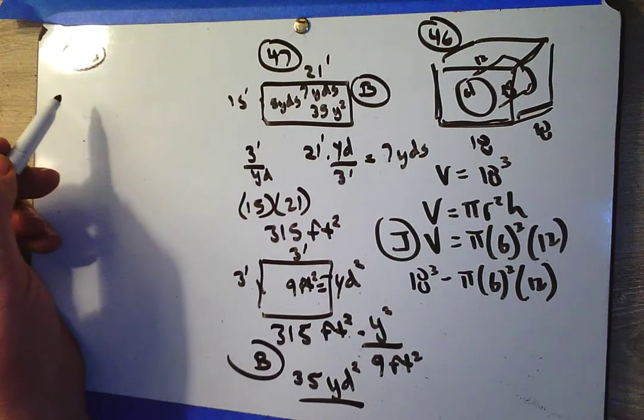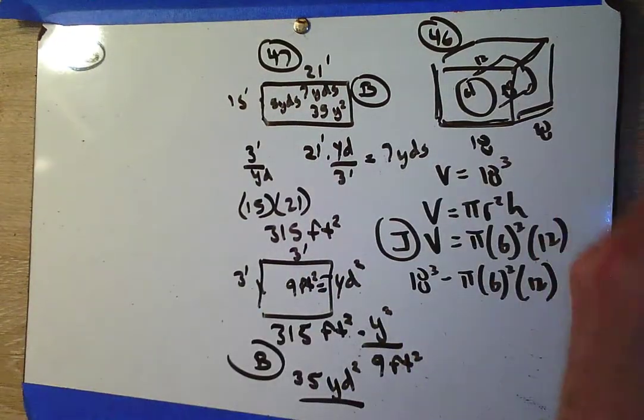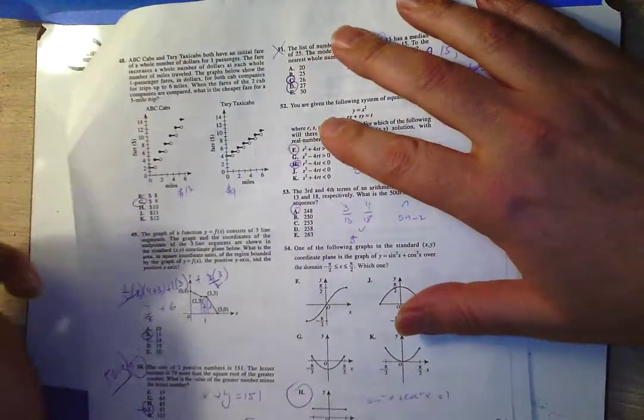ABC Cab and Terry Taxi Cabs both have an initial fare, a whole number of dollars for one passenger. The fare increases a whole number of dollars for each whole number of miles traveled. The graph shows trips up to 6 miles. The fares of the two cab companies are compared. Which is the cheaper fare at 5 miles?